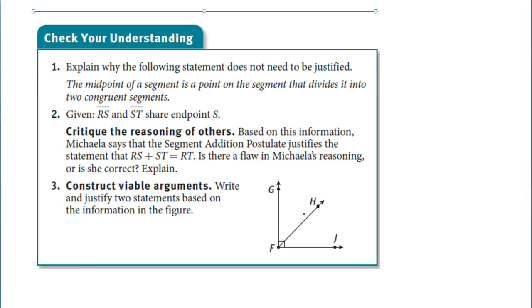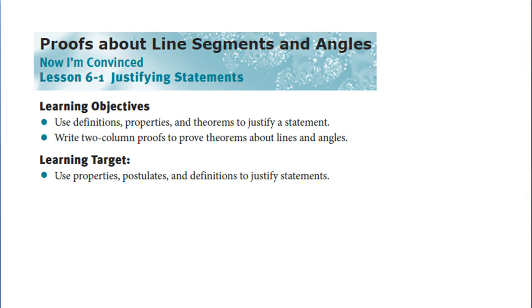Here are some check your understanding questions. So in this lesson, we practiced giving a definition, property, or theorem as the justification for a statement. We haven't made 2-column proofs yet, where we work step by step to come up with some kind of final statement. The ones that we did in this lesson were separate questions each time.